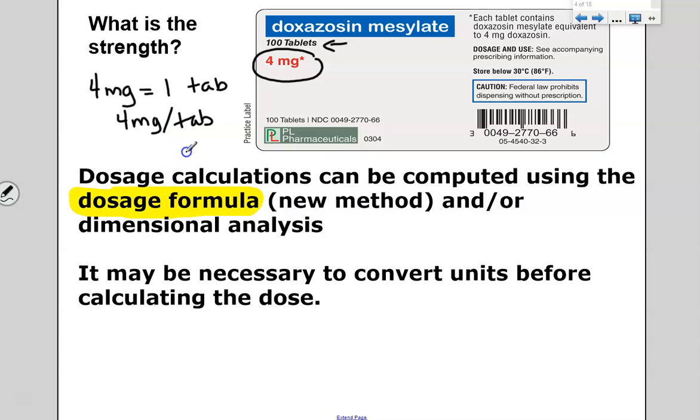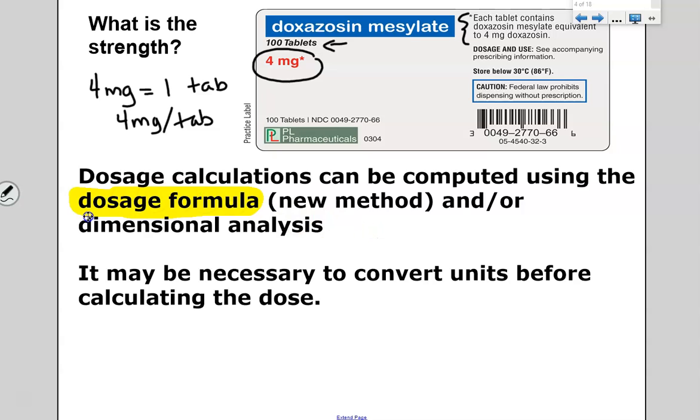So this means 4 milligrams is 1 tablet, or 4 milligrams per tab would be how it would be written in fractional form. So just understand that when you see these numbers like the number of tablets, this is how much is in the entire container or the entire bottle. It's not per tablet. This number is telling you the amount per tablet. And again, if you look over here at the fine print, it tells you each tablet is 4 milligrams.